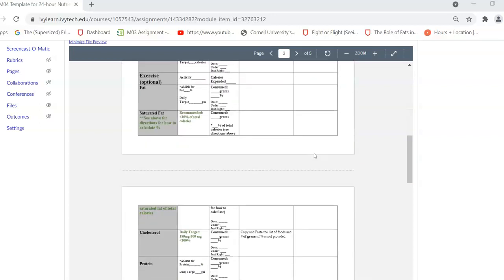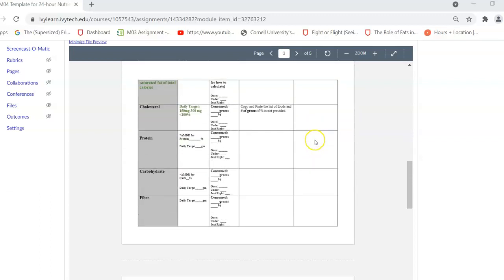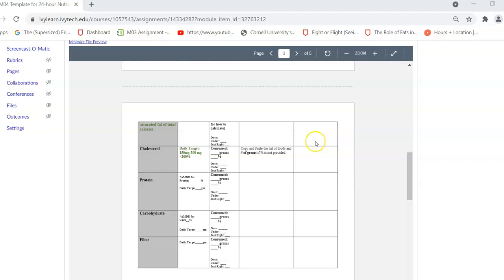That concludes my review of the template. Stay tuned to our 3rd video, which will be how to extract the data from the chronometer that you've created in your nutritional reports and how to find all of this information in the chronometer site.